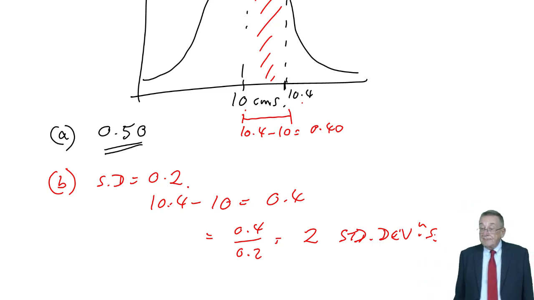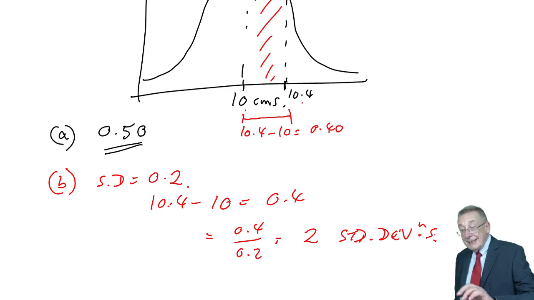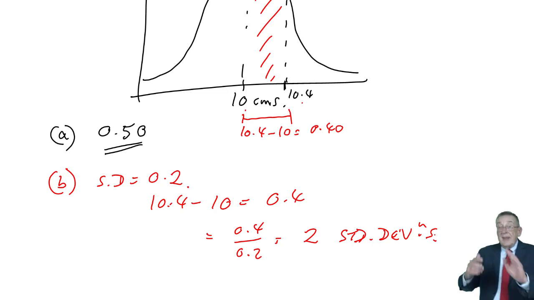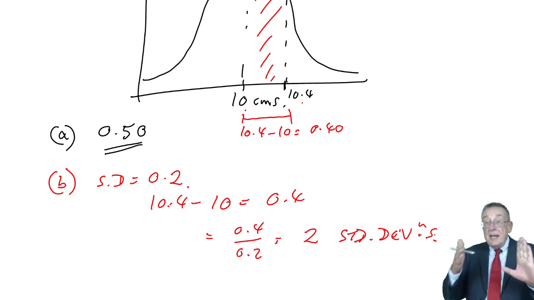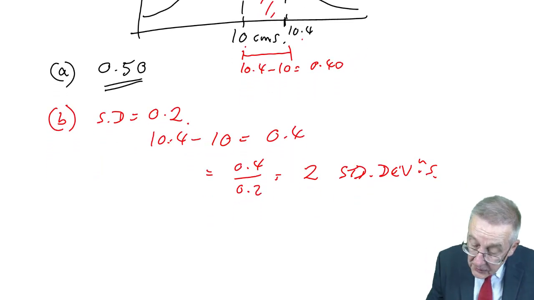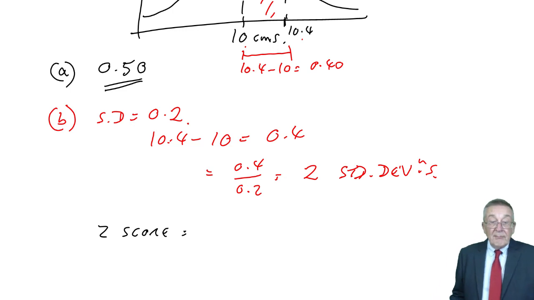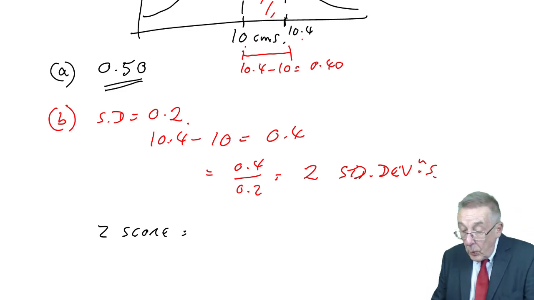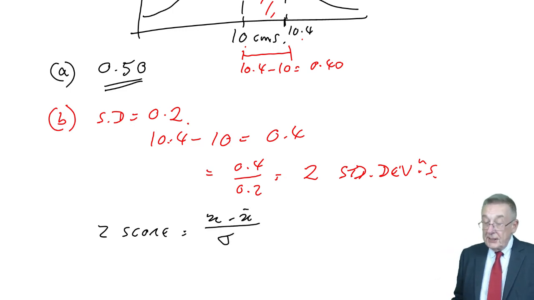And as I'm about to show you, there are tables which will tell us the proportion, that area we're after as a proportion of total area. We can do it for any area as long as we have the distance from the average in numbers of standard deviations. And we call that the z-score. And the z-score is the distance away from the mean, x minus x bar, divided by the standard deviation.